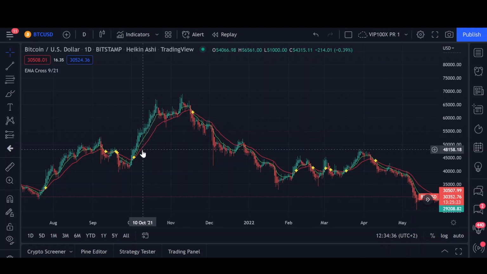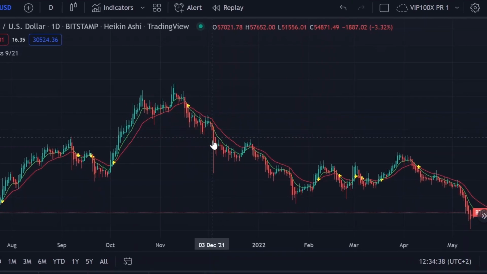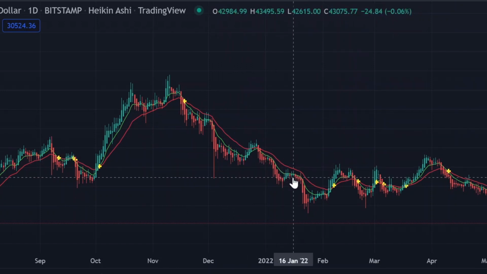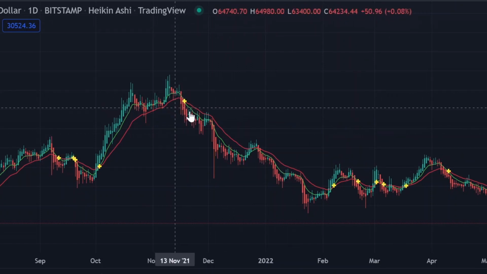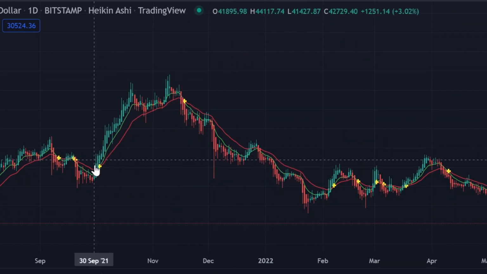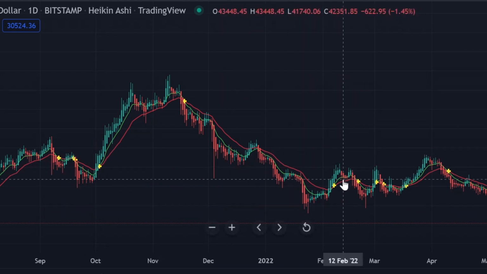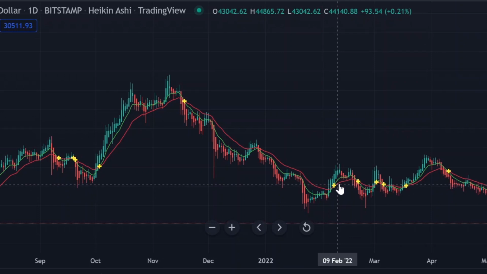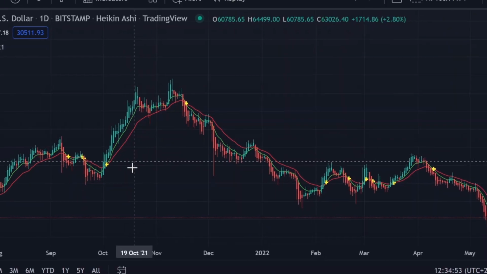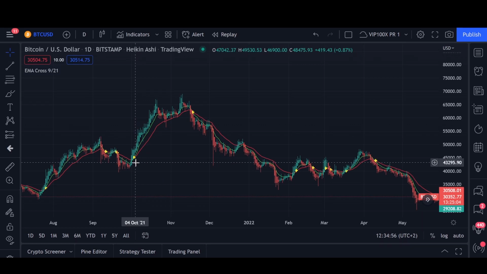In this strategy, there are three elements: these two lines, the red line and the green line, and then the yellow crosses. Before we dive into this strategy, remember that if you want to know how to make the most profit out of it, stay until the end of the video.